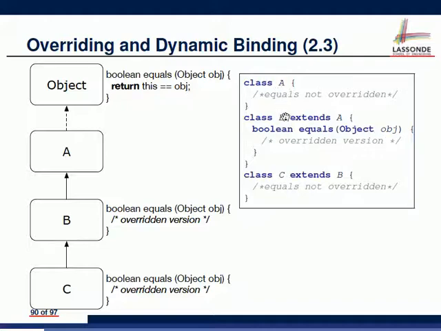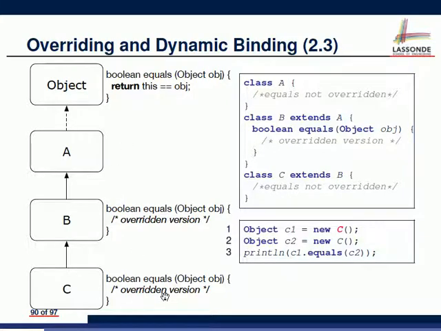The code is right. Let's say B extends A. In B, we try to override the equals method. But in class C, we extend B, but we did not try to override the version. So now how many versions of equals do we have so far? Two, right? First version in the Object class. Second version in here. Again, this is a typo. I'm going to fix that. Now, line number 3. Which version are we going to call?